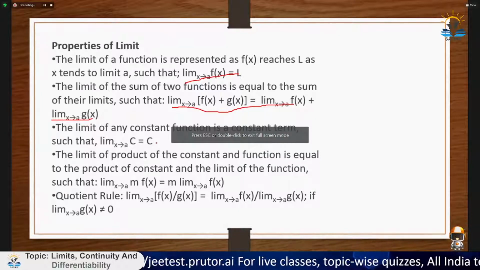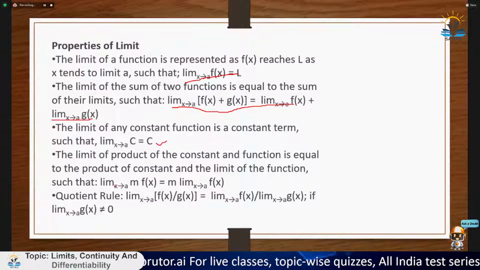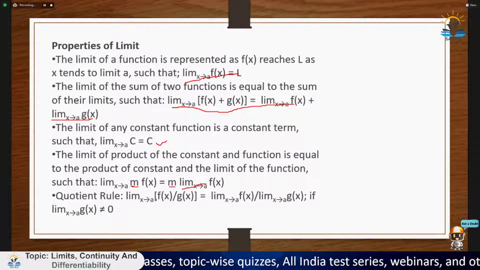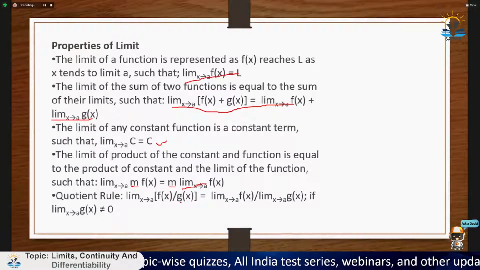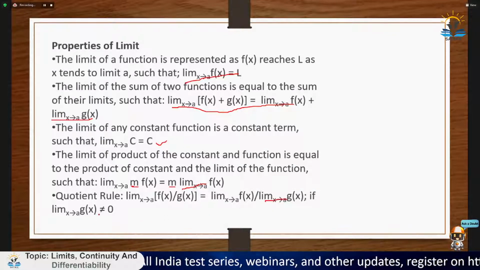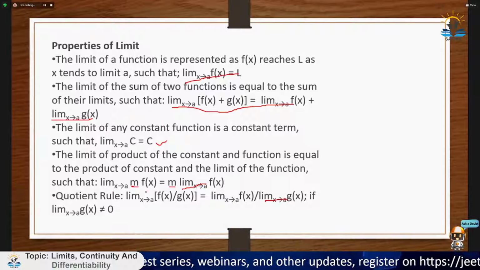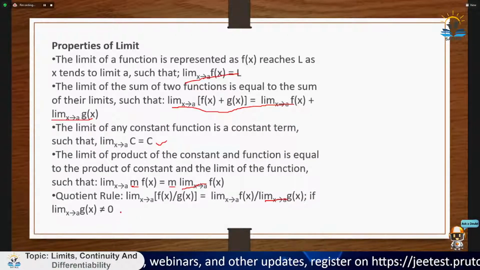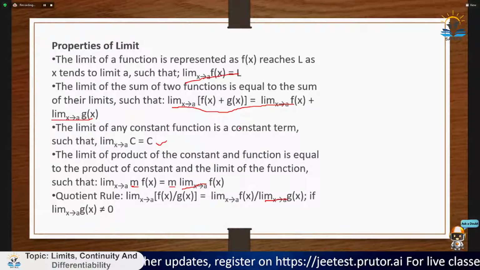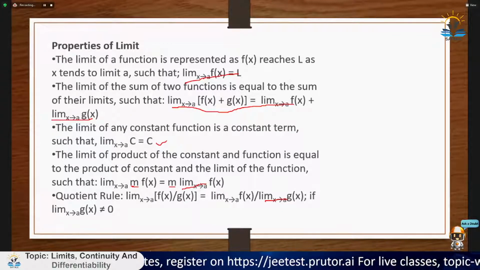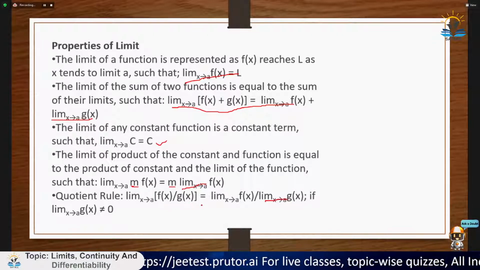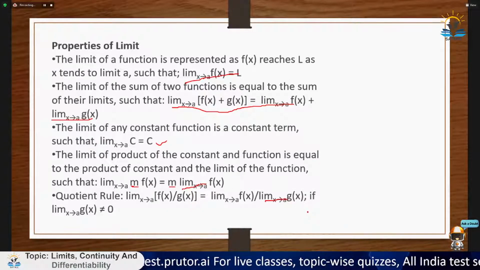Okay, then limit of a constant function is that constant term only, and similarly when we multiply a scalar by a limit, then that scalar comes out and the limit goes to the function itself. Quotient rule also, we can apply limit individually to both of them, provided that limit of x tending to a g(x), which is the denominator, should not be equal to 0. Because we know that whenever we divide something by something, the denominator should not be equal to 0. Otherwise, it will not exist. That's why limit of x tending to a g(x) should not be equal to 0 if we want to distribute limit over the division part. Okay, so I hope you got it.